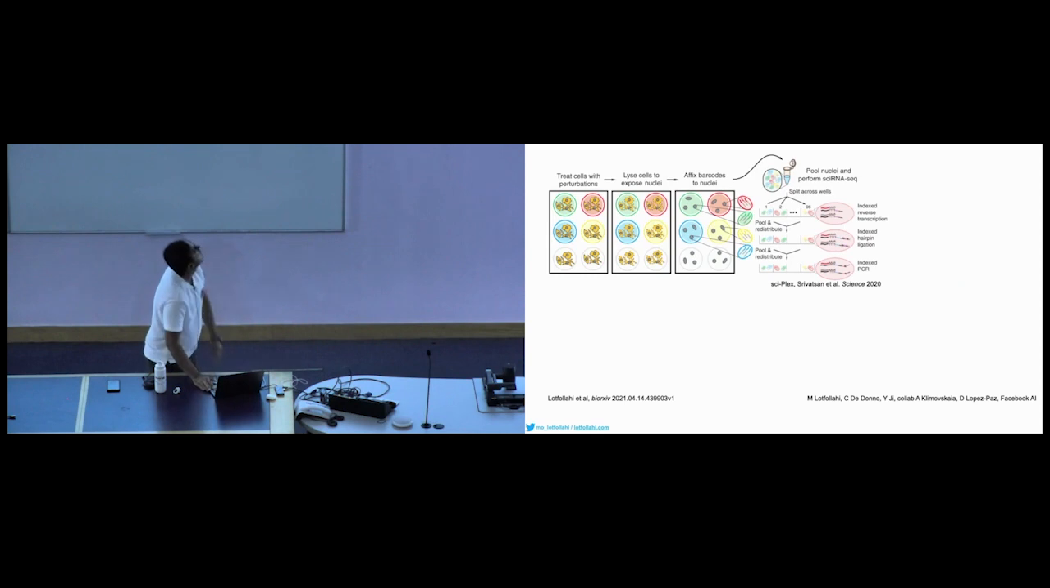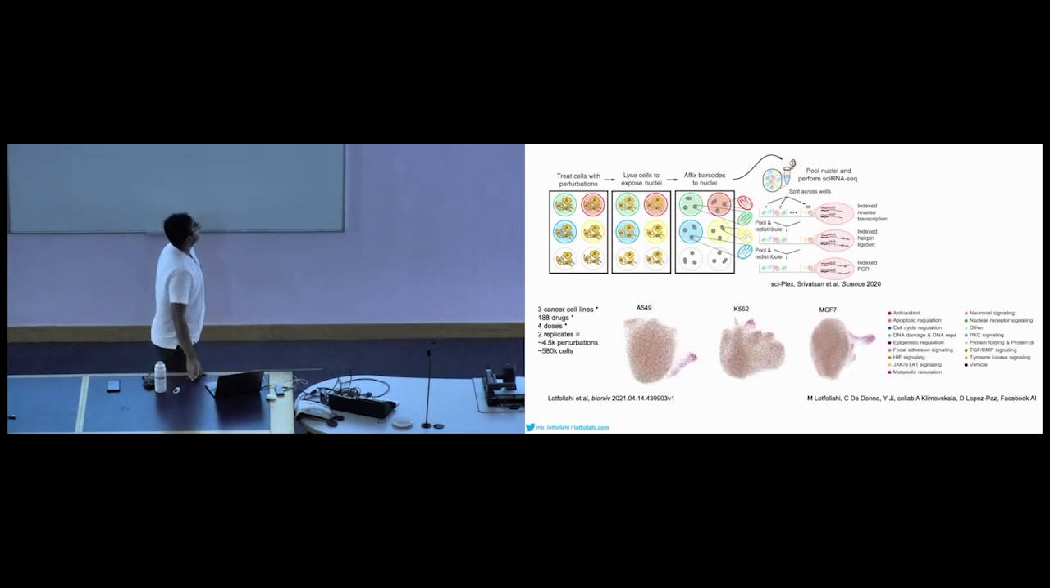So the first cell line example that we applied it to was a highly multiplexed cancer cell line experiment: 3 cancer cell lines perturbed with 188 drugs in 4 different dosages. So overall, you had around 500,000 cells and 4,500 unique conditions if you combine dosages, drugs, replicates, etc.